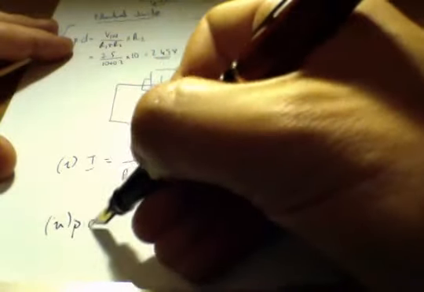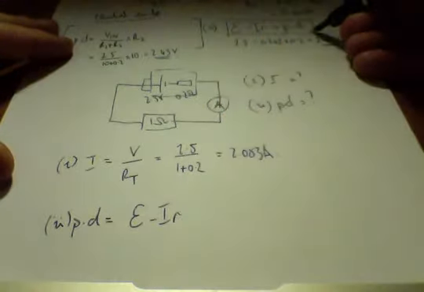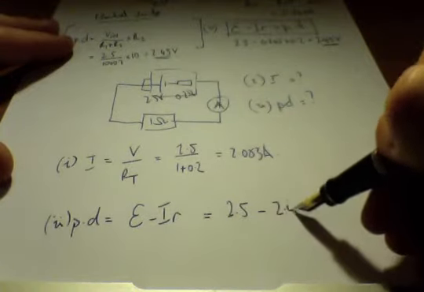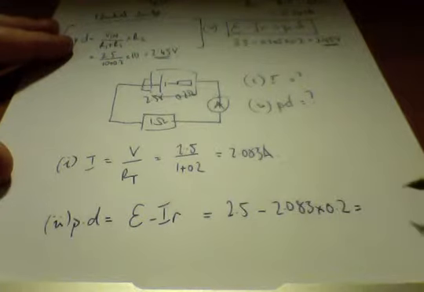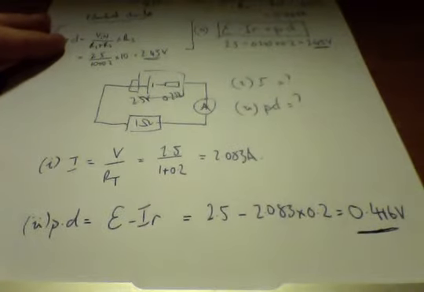So potential difference is now the EMF minus the IR. Let's go with this method. 2.5 minus our current multiplied by internal resistance, giving us, well, that's significant. So all that we've got left is 0.416 volts. A tiny amount.